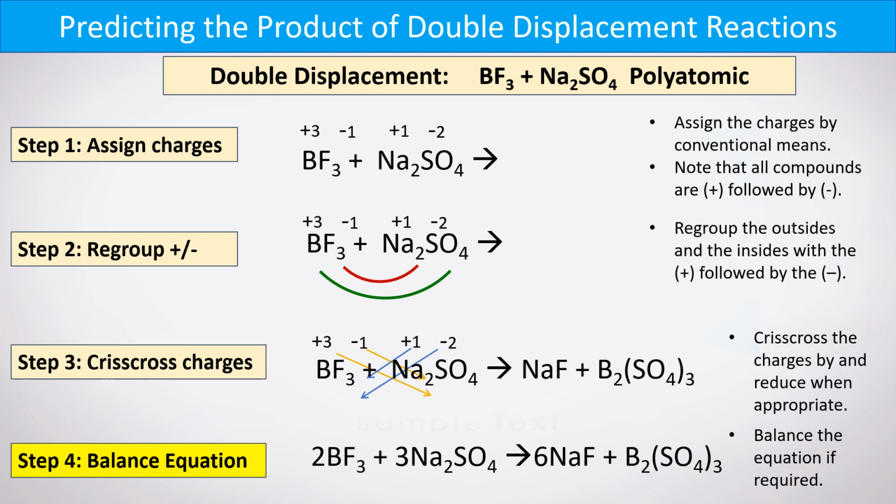In this case, the sulfate sends its -2 to the boron, and boron sends its +3 to the sulfate. We form the appropriate compounds with the positive ion first and the negative species, the polyatomics, second. In this case, sulfate second and fluorine second, and we rebalance and we get the final products shown.